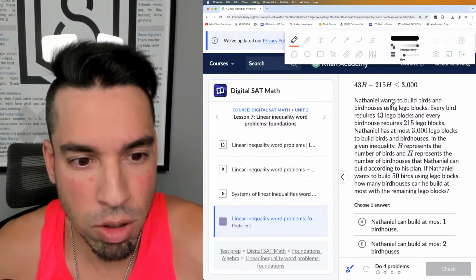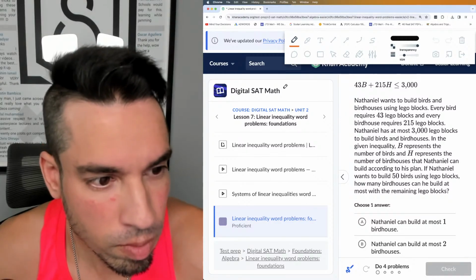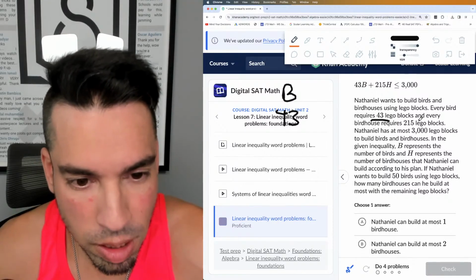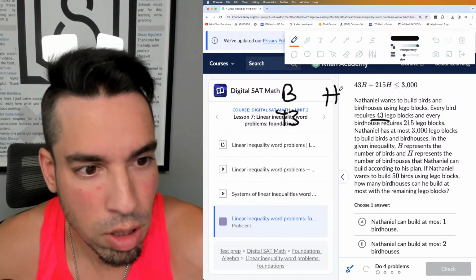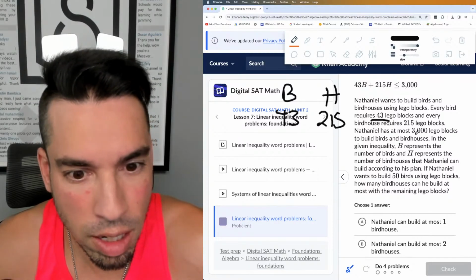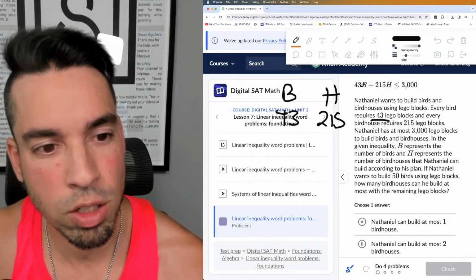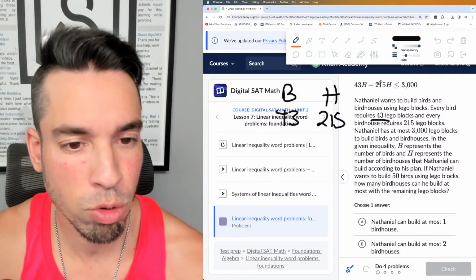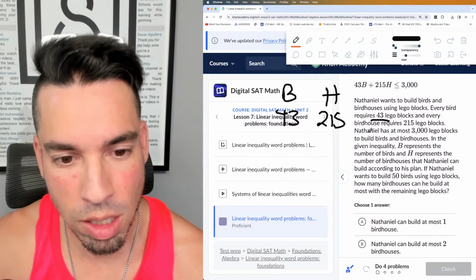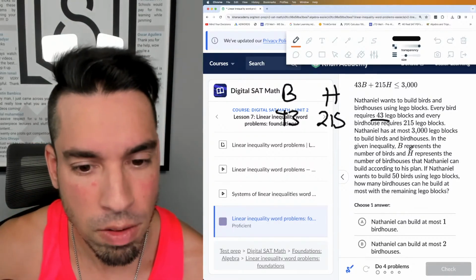Nathaniel wants to build birds and bird houses using Lego blocks. Every bird requires 43 Lego blocks, right? So you see I'm kind of putting out the numbers. And every bird house, you can see that they probably use H there, uses 215. And Nathaniel has at most 3,000. Again, that's why this equation, right? It's 43 per bird plus 215 per birdhouse, and it has to add up to less than or equal to 3,000 because they have at most that much. At most is less than or equal to. And they give it B represents blah blah blah.